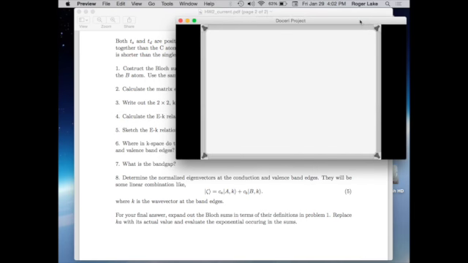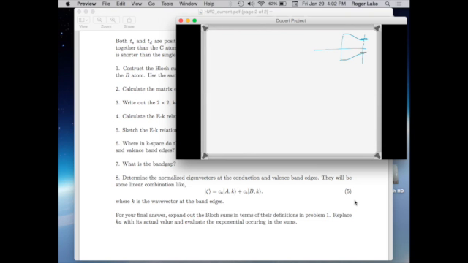This guy, number 8. Determine the normalized eigenvectors at the conduction and valence band edges. There will be some linear combination like that, of course, where k is a wave vector at the band edges. So you already know where the band edges occur, right? We've already said the band edges are occurring out here at the x point. So there's one band edge, here's another band edge.